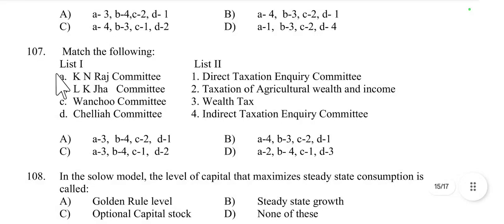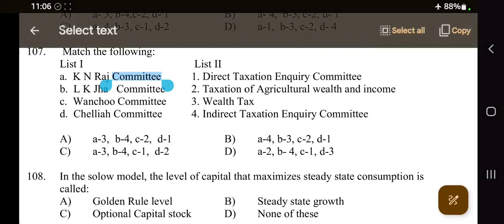Then question number 107. K.N. Raj committee, Vancho committee. These are the committees, and which are for which work. First, K.N. Raj committee. K.N. Raj committee is related to taxation.